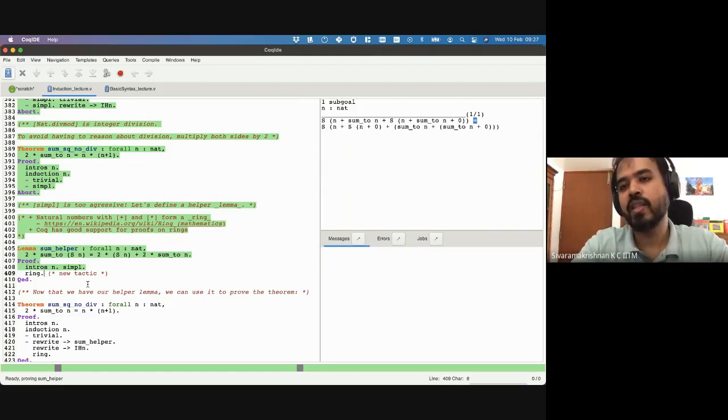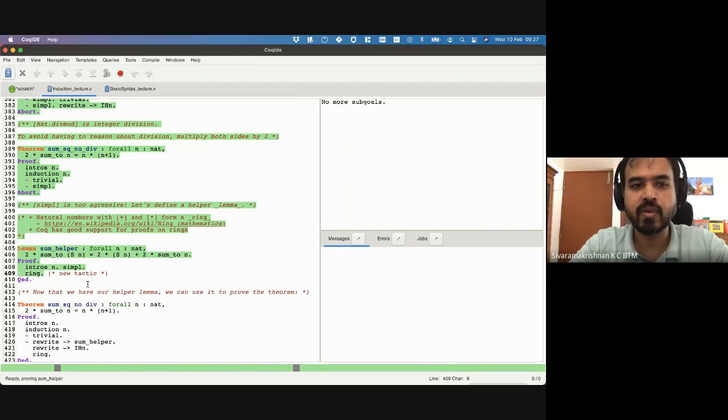You don't have to look at the details, right? It's a bit complicated, but we have a reasonable assumption that ring will make this go through. So you just do ring. So we proved it. Ring has helped us prove this complicated math thing that we just saw.